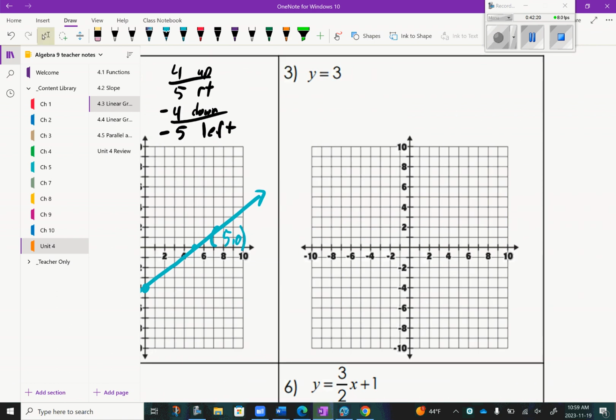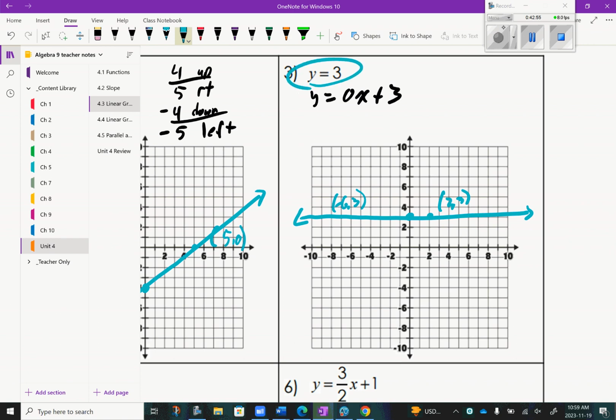What happens when we have y equals 3? Well, again, if you think about that as y equals 0x plus 3, we had something very similar to this earlier. That means the y-intercept is at 0, 3, and our slope here is 0. So we could go through the point 2, 3. It could go through the point negative 6, 3. It doesn't matter what the x coordinate is, our equation tells us every single time y equals 3. If the slope is 0, this is horizontal.